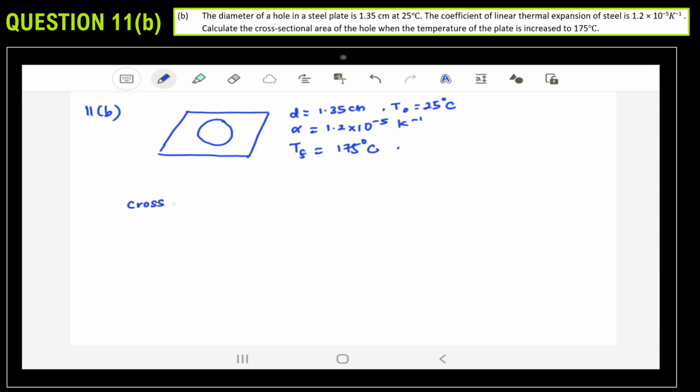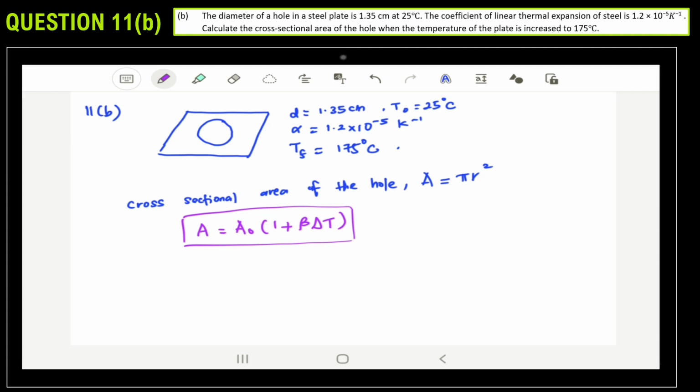So we want to calculate the cross-sectional area of the hole. A is pi r squared. We want to find A, the final cross-sectional area of the hole, and we can straightly use this equation, where A is equal to A naught times 1 plus beta delta T. You must know that the question gives you alpha, where beta is equal to 2 alpha, for the expansion of area of the hole. Before we start, we need to calculate the initial area, A0.